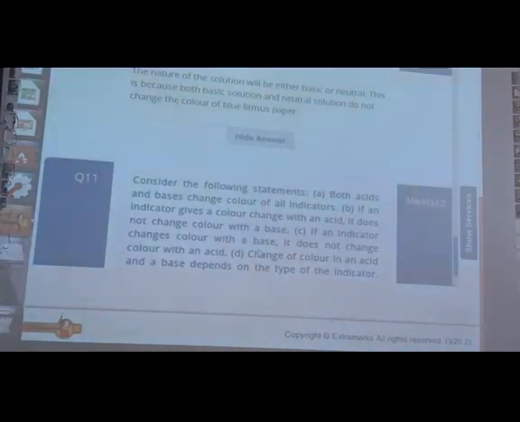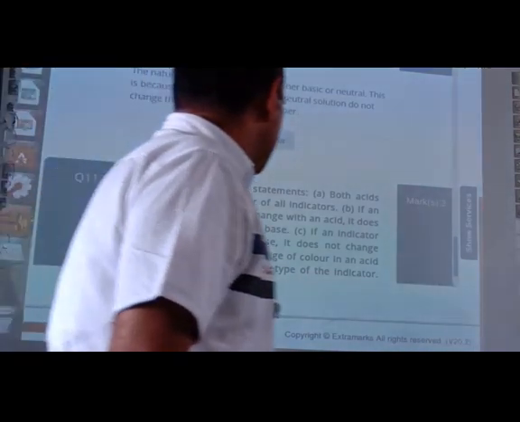Now question number 10. Blue litmus paper is dipped in a solution. It remains blue. What is the nature of this solution? If blue litmus remains blue, it may be basic or neutral. Okay. So just see. The nature of the solution will be either basic or neutral. This is because both basic solution and neutral solution do not change the color of the blue litmus paper. Okay. Now the last question is question number 11.